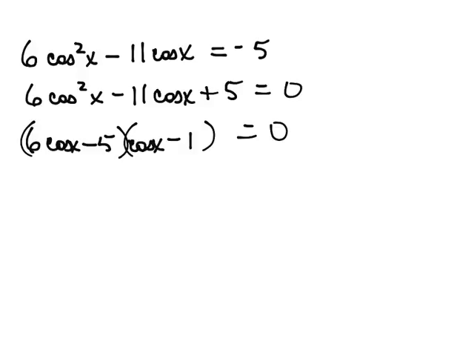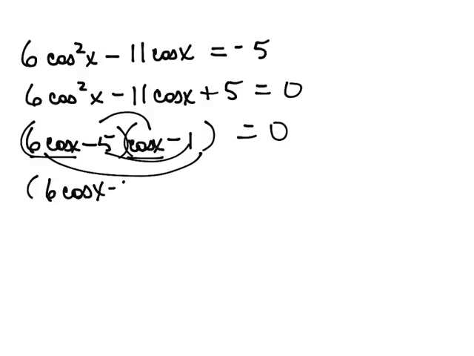So 6 cosine times cosine would give us 6 cosine squared. 6 times -1 would give us -6 cosine x. -5 cosine x plus -6 cosine x is -11. And then -5 times -1 is +5. So it did indeed factor to be 6 cosine x minus 5 times cosine of x minus 1 equals 0.